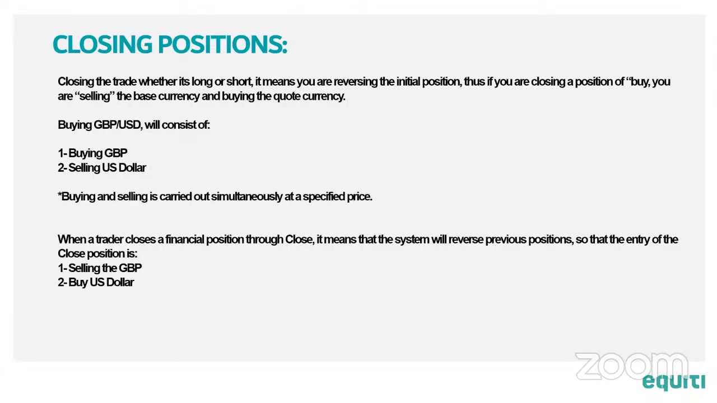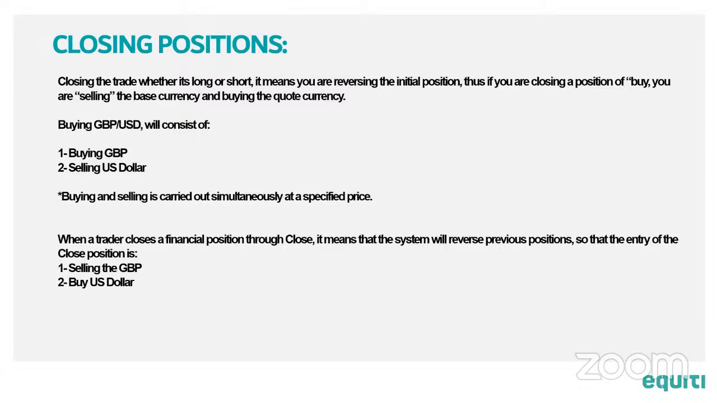Now, closing positions. Closing the trade, whether it's long or short, means that you are reversing the initial position. Thus, if you are closing a position of buy, you are selling the base currency and buying the quote currency. Buying GBPUSD will consist of buying GBP and selling the US dollar, like we said, buying the base currency and selling the quote currency, and they are carried out simultaneously.